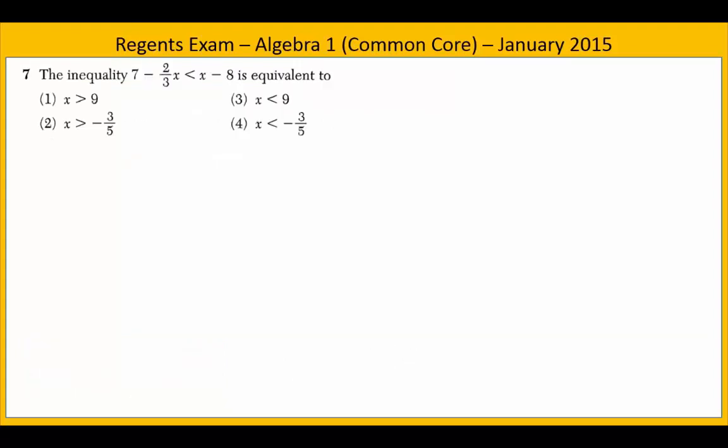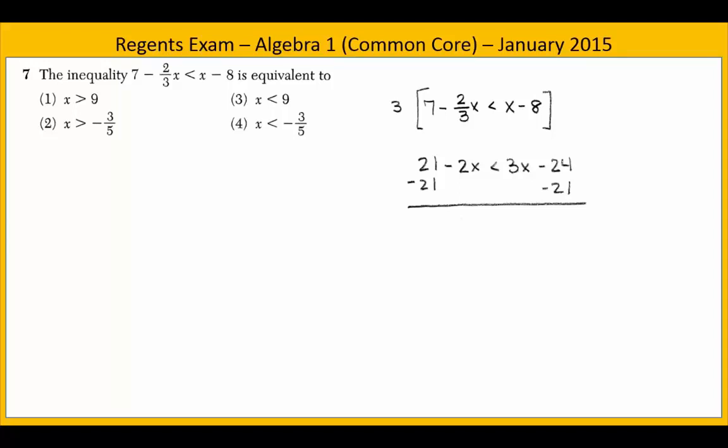In exercise 7, we're given an inequality, and we're asked which of the choices is equivalent to it. Let's solve the inequality. I notice that I have a fraction, and the easiest way to deal with this is to clear the fraction. Multiply the entire inequality by 3, and you're left with 21 minus 2x is less than 3x minus 24. Now let's solve for x.